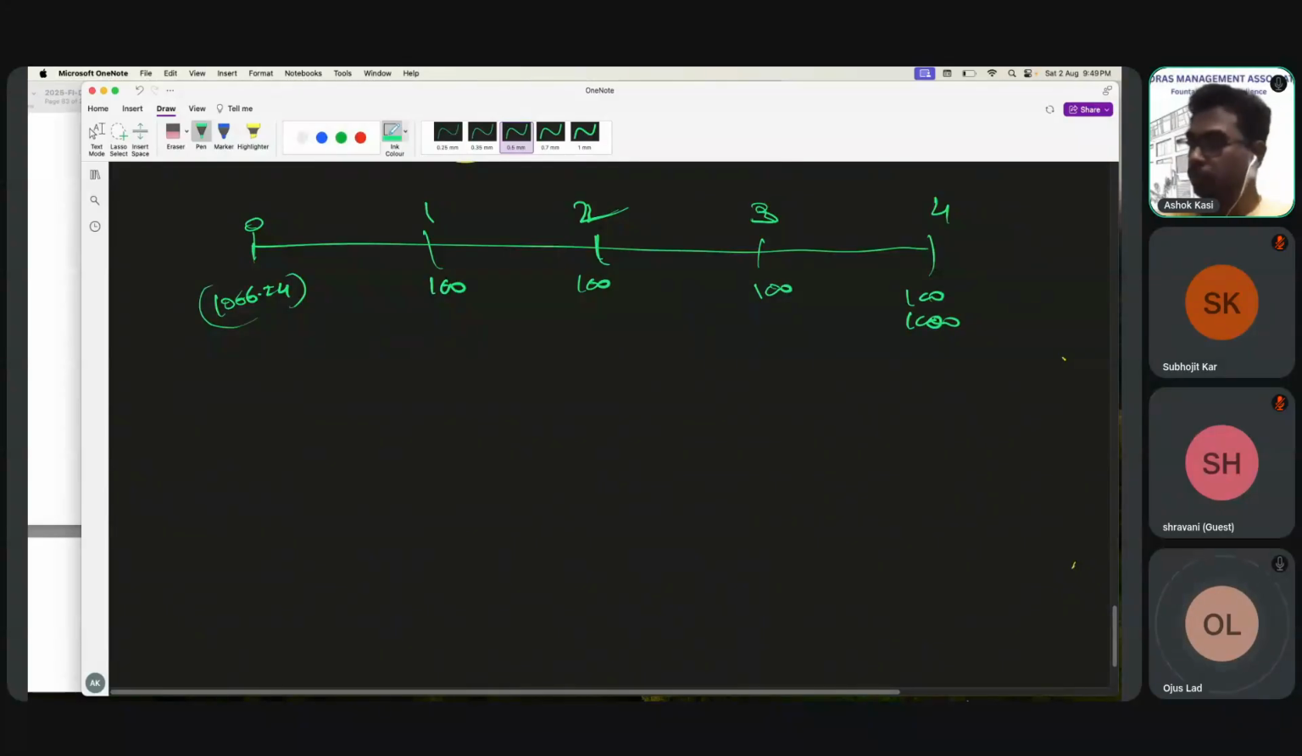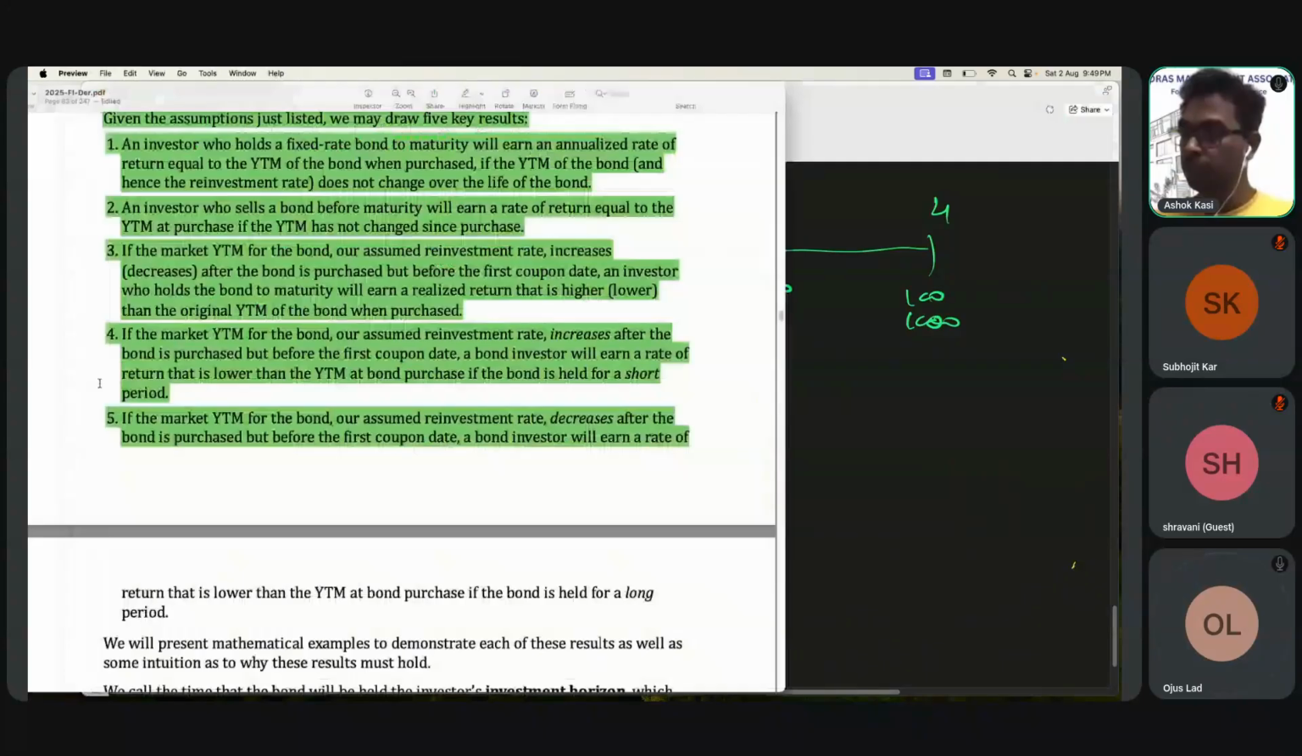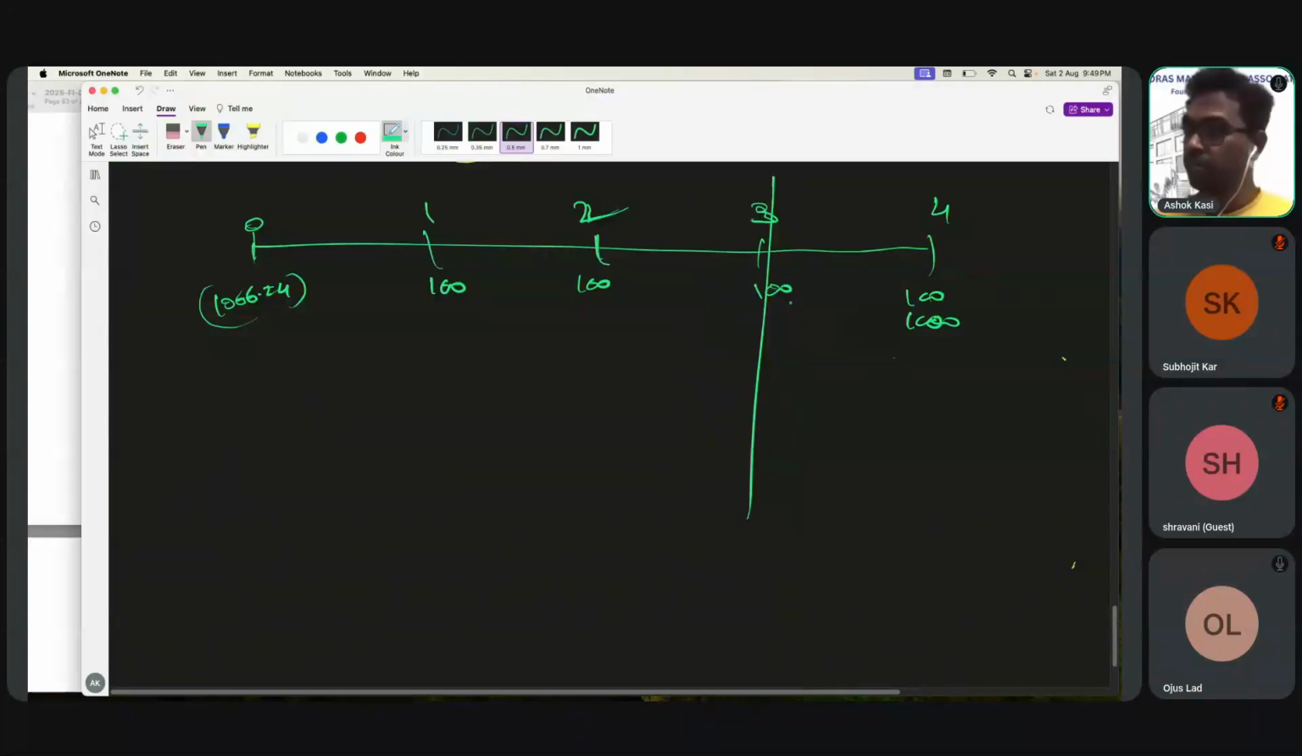But assume you are selling it in the third year itself. If you are selling it in the third year, how will you treat this, or what will be your returns? According to this statement, your return is equal to the YTM. What is the YTM? 8%. So you are going to get 8% only. That's what I need to prove. You understood what I need to prove now?